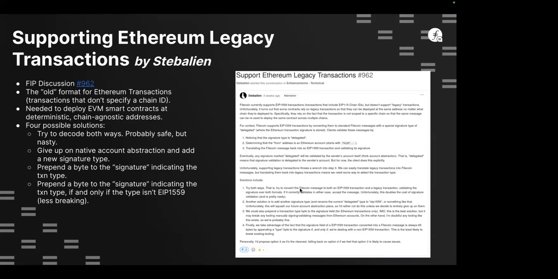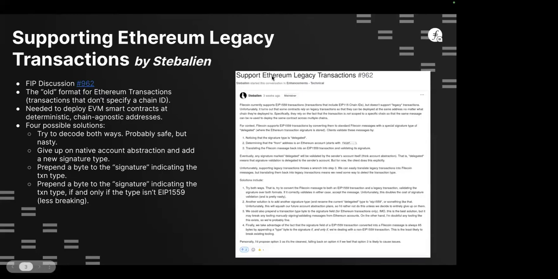some people really, really need legacy transactions. Legacy transactions are basically the old style of Ethereum transactions that existed before Ethereum added chain IDs. So if you sign a legacy transaction with your key, it can be submitted to any chain. If you sign an EIP 1559 transaction, it can only be submitted to the chain that's specified in the transaction's chain ID. However, people really want these legacy transactions so they can deploy smart contracts on any chain at the same address with a single message.